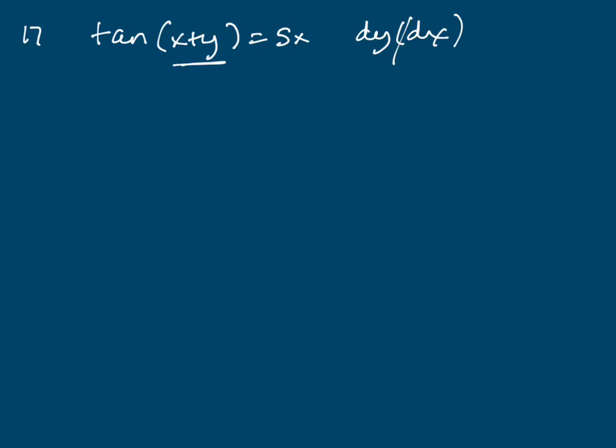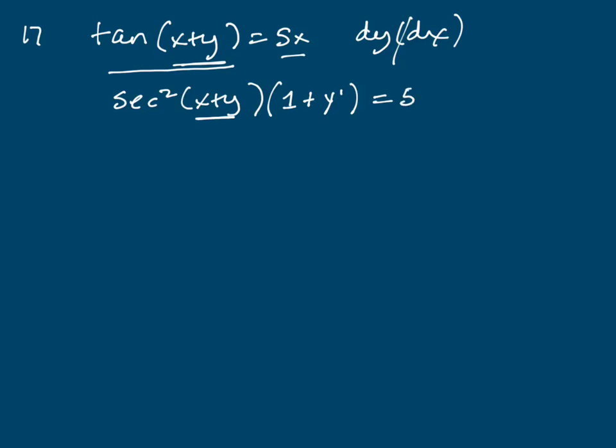So first, let's take the derivative of tangent of (x plus y). The derivative of tangent of anything is secant squared of (x plus y). And then we have to take the derivative of what was inside there, the baby. And this is where we have to do that implicitly. So the derivative of x is 1, and y would be y prime. So you need 1 plus y prime, and then equals, and then the derivative of 5x is 5.